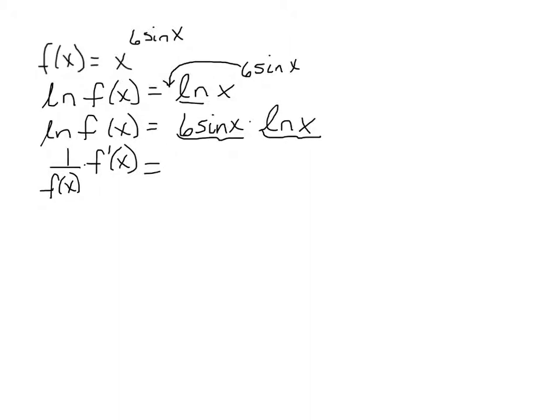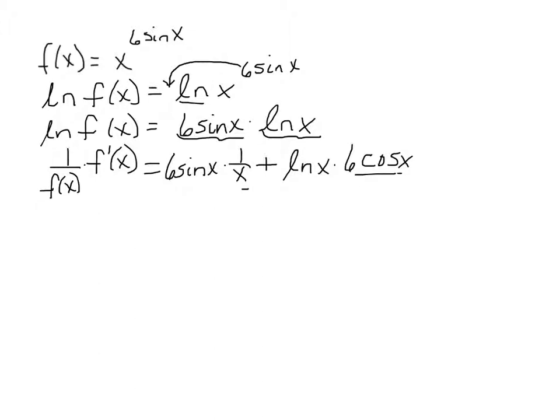The right-hand side will use the product rule, so I have first times the derivative of the second, plus the second times the derivative of the first, remembering that the derivative of ln of x is 1 over x, and the derivative of 6 sine x would be 6 cosine x. So I have the derivative taken on the left and on the right, but we want to solve for f prime of x.